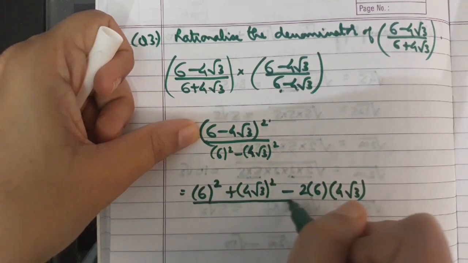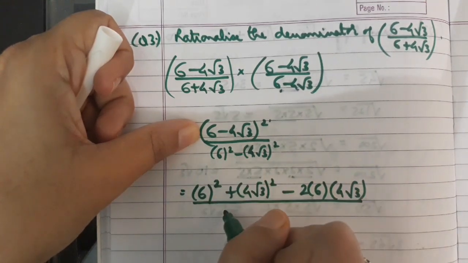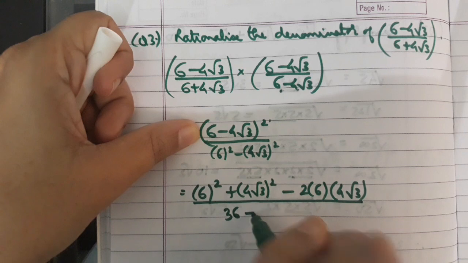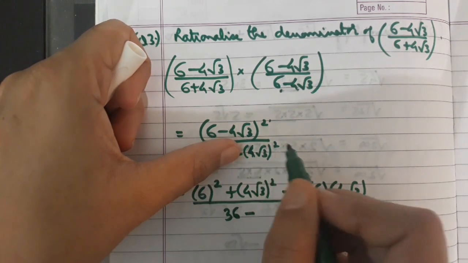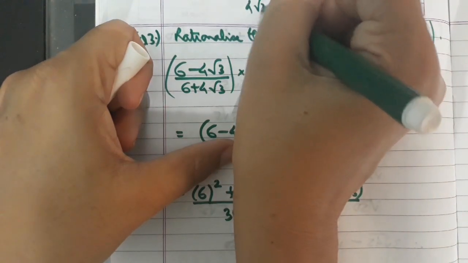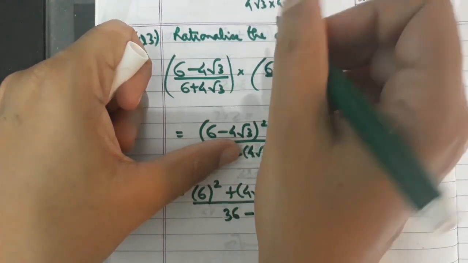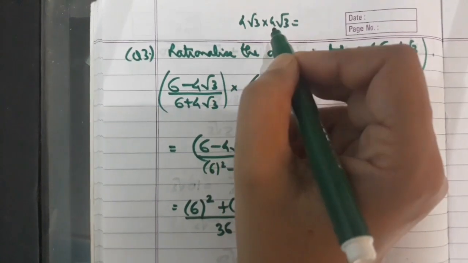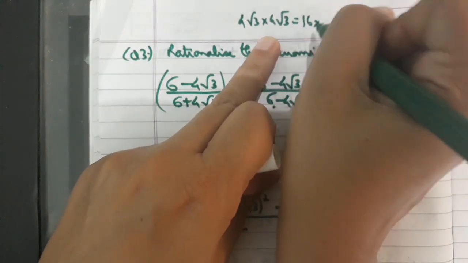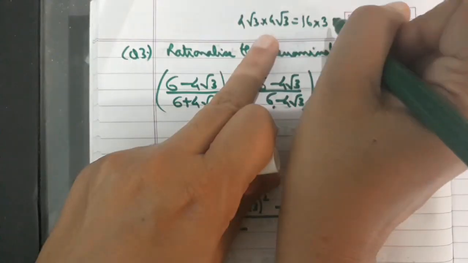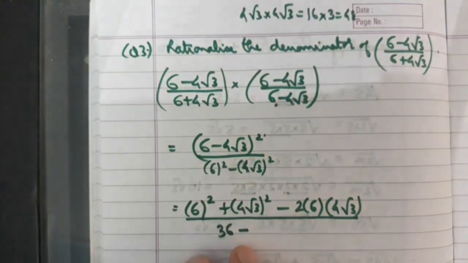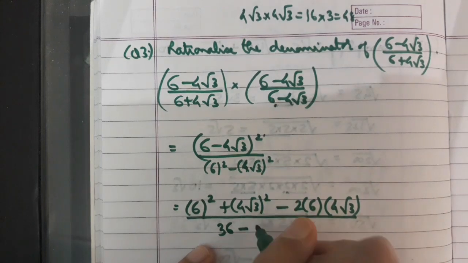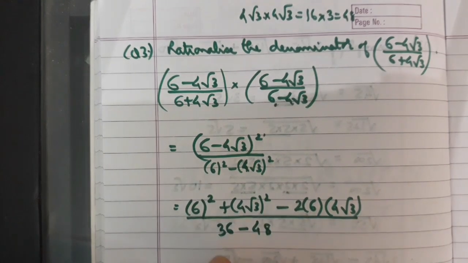In the denominator we solve it. 6 square becomes 36 minus 4 root 3 whole square, which means 4 root 3 into 4 root 3. Now 4 into 4 is 16 and root 3 into root 3 is 3. So 16 into 3 comes out to be 48. So 4 root 3 whole square can be written as 48.